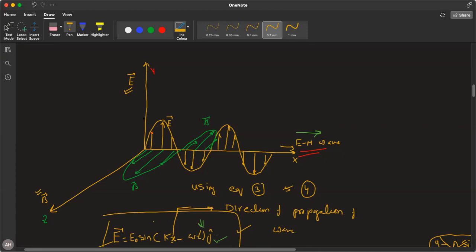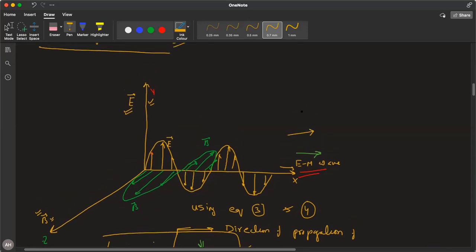Electric and magnetic field we already know. Electric and magnetic field in electromagnetic wave is perpendicular to each other. So your electric field is along y-axis, your magnetic field is along z-axis, and your wave is moving along x-axis. This is electromagnetic wave. I'm repeating it again.